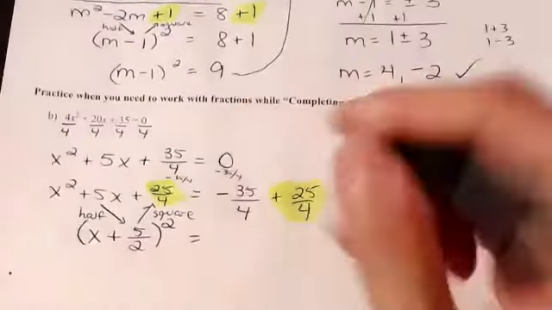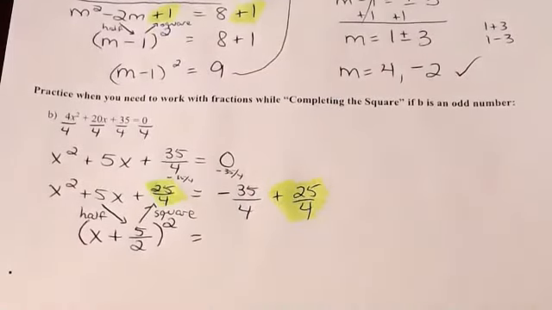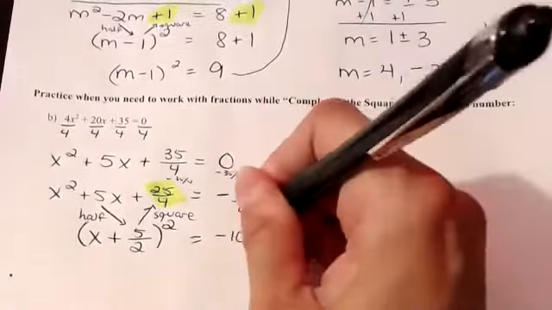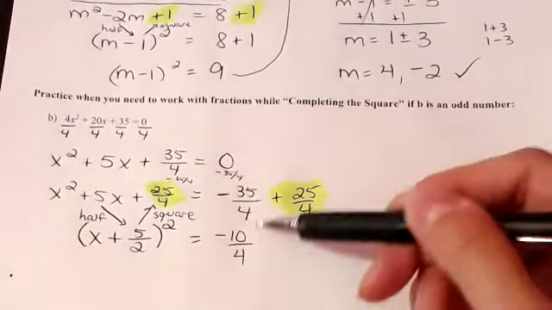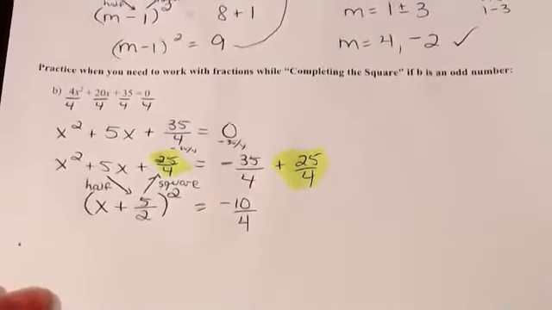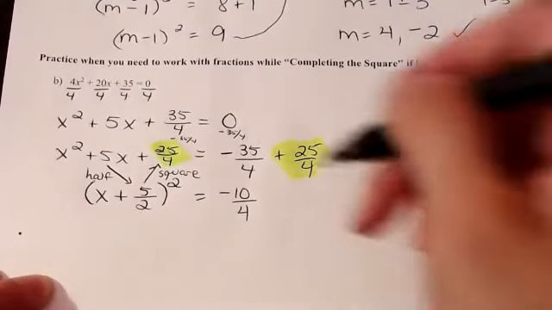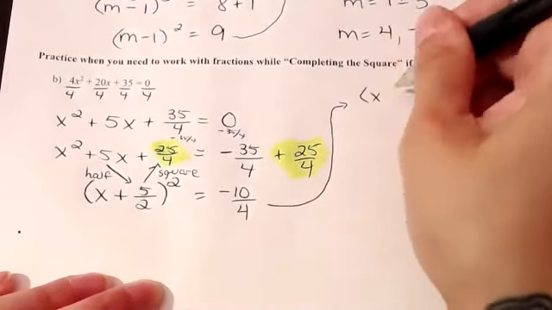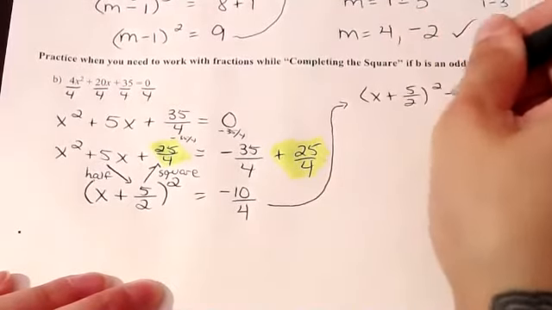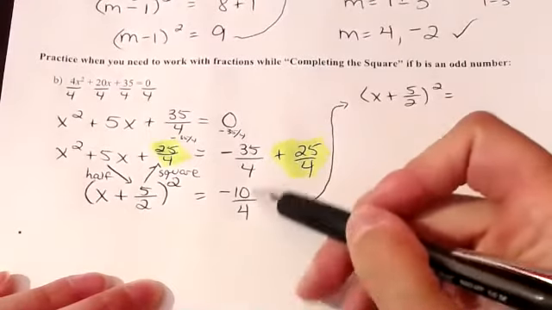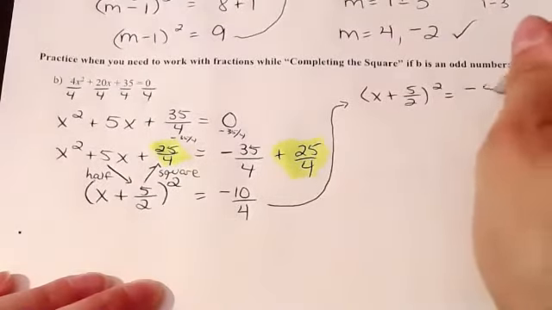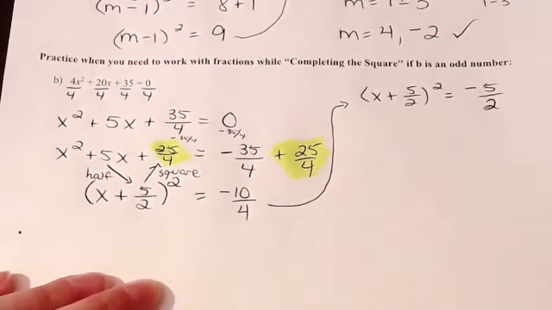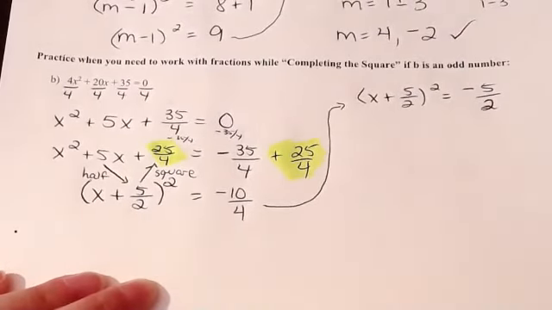Okay, so let's do the math. Negative 35/4 plus 25/4. When you think about this, you're just combining the numerators. Negative 35 plus 25 is a negative 10. So we have negative 10/4, which by the way reduces, and you should reduce. So now I'm going to rewrite this. We have x plus 5/2 squared is equal to, let's reduce this, divide both by 2. So that's negative 5/2, because I just divided each by 2.